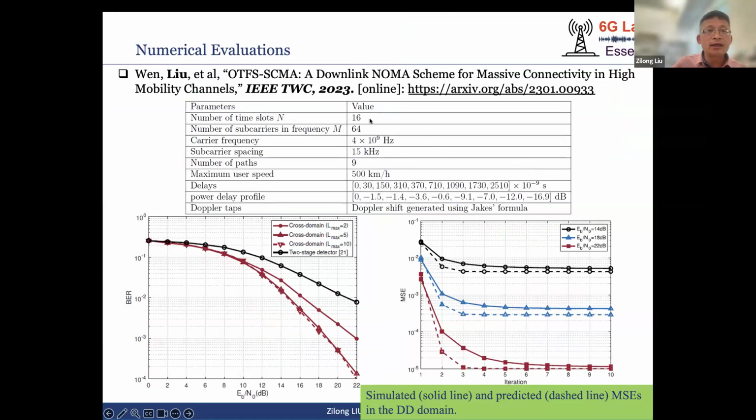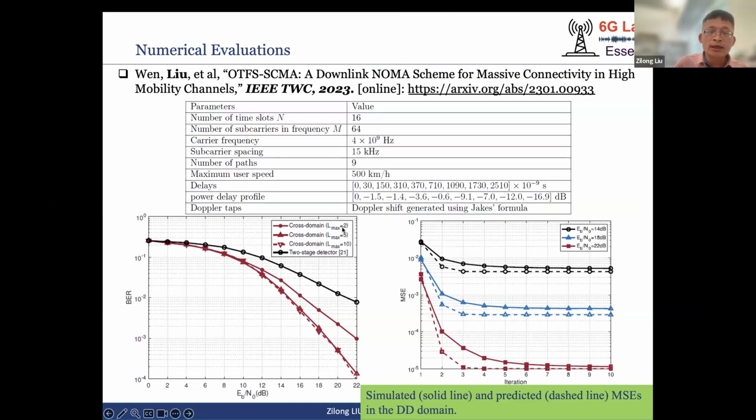And here we consider the carrier frequency at 4 GHz, and the subcarrier spacing at 15 kHz. We consider the maximum user speed is 500 kilometers per hour. And now you can see our PDP, the power delay profile here. Compared to this two-stage detector, by using our cross-domain detector, we are able to achieve a much better BER performance.